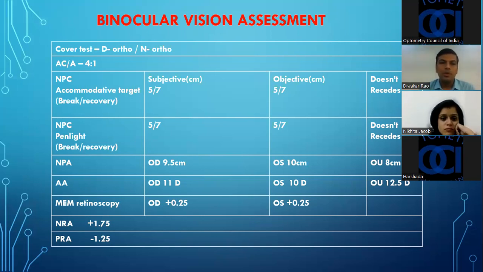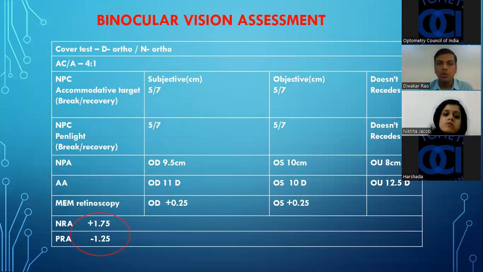Near point of accommodation is 9.5 centimeters in the right eye and 10 centimeters in the left eye. When you convert that into an amplitude, it is 11 diopters and 10 diopters. Binocularly, it is 12.5 diopters. MEM is plus 0.25 in both the eyes. NRA is plus 1.75 and PRA is minus 1.25.